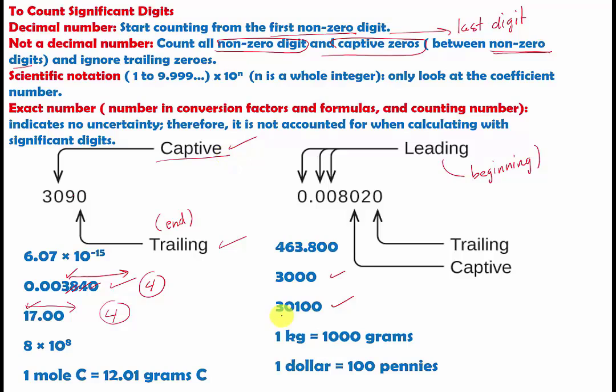In this case, we have 3, 0, 1, 0, 0. So we have 1, 2, 3. The trailing zeros do not count because they are not captive zeros. So we have 3 significant digits here. Over here we have 3, 0, 0, 0. These zeros are not significant, so therefore it only has 1 significant digit.